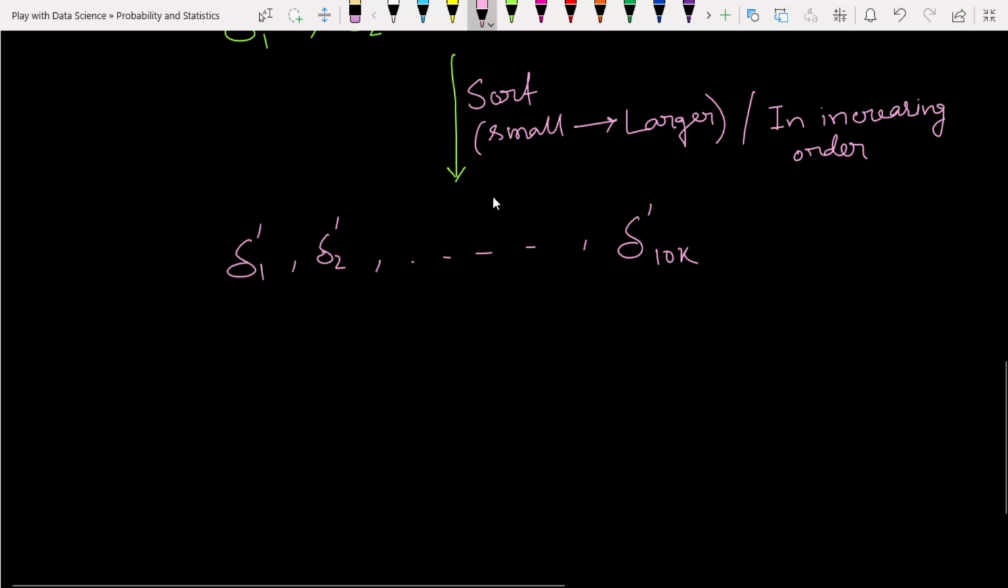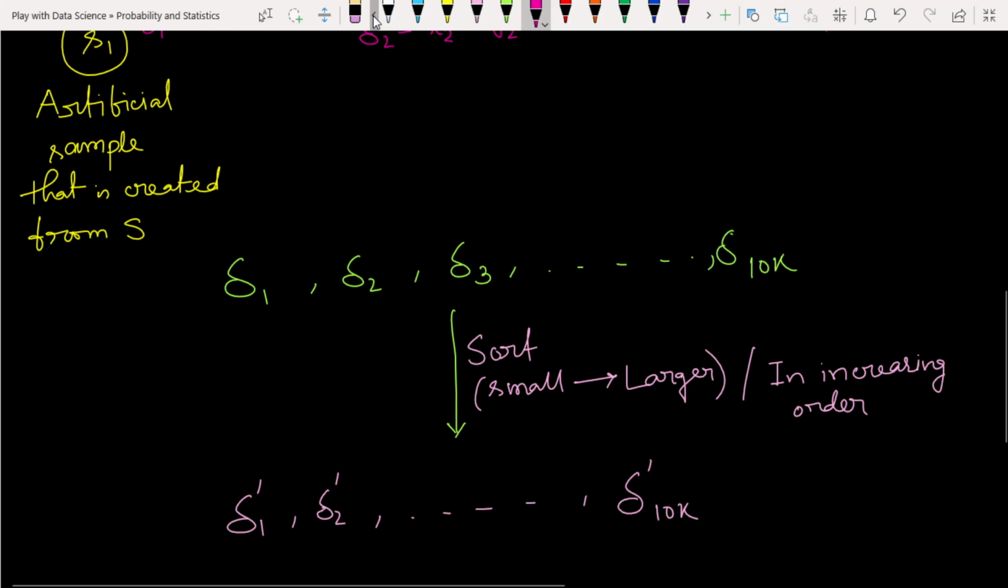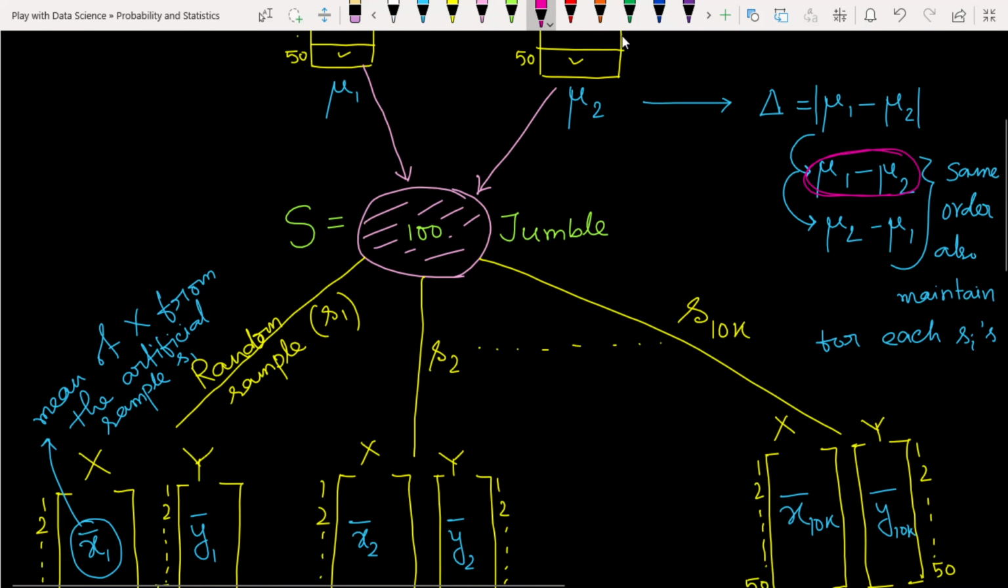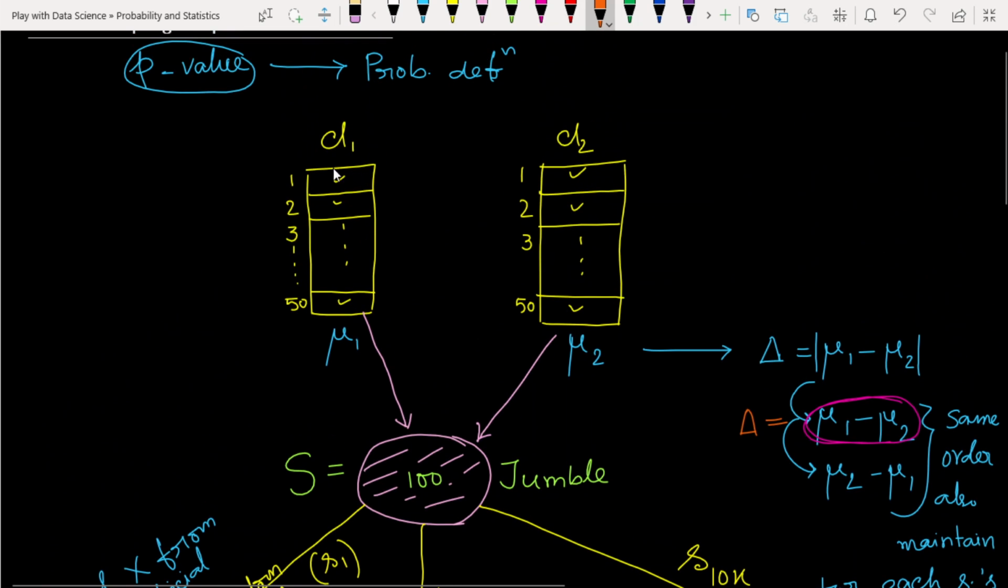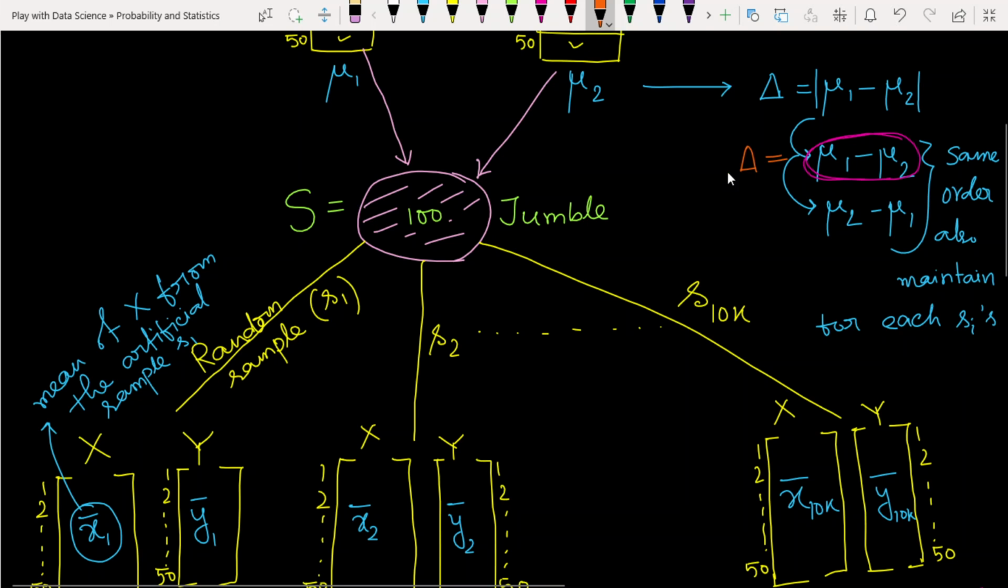After sorting this, we have this capital delta value. What does this capital delta mean? This capital delta means the simple difference of mu1 minus mu2. Mu1 is the sample mean of the observed values of the class 1 students, and mu2 is the sample mean of the observed values of the class 2 students. We have already calculated the capital delta value.